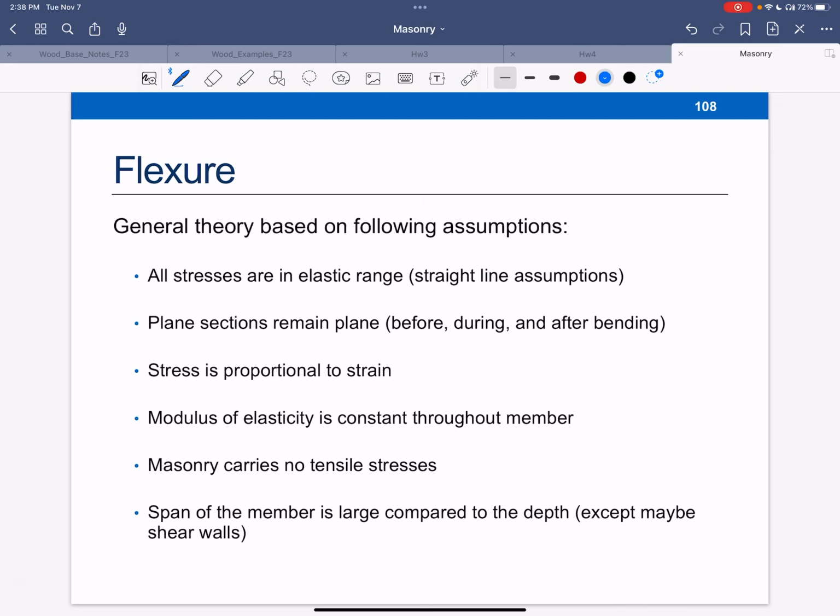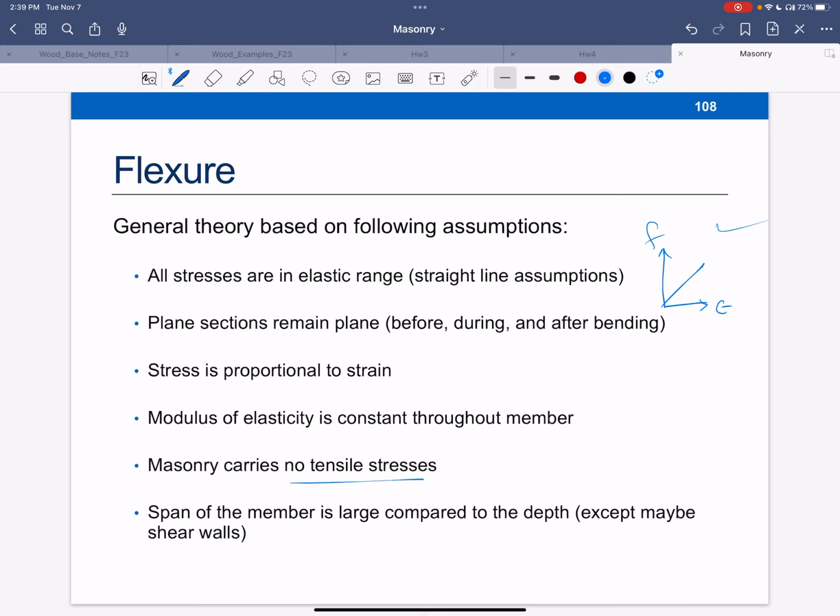I've got to do the overview here of the basic concepts before we get into our example problem, which will be a separate video. So bear with me here. Stresses are linear elastic, right? Stress strain. Plane sections remain plane. You've heard that plenty of times. Stress is proportional to strain. Modulus of elasticity is constant throughout the member, so we don't have changing properties.